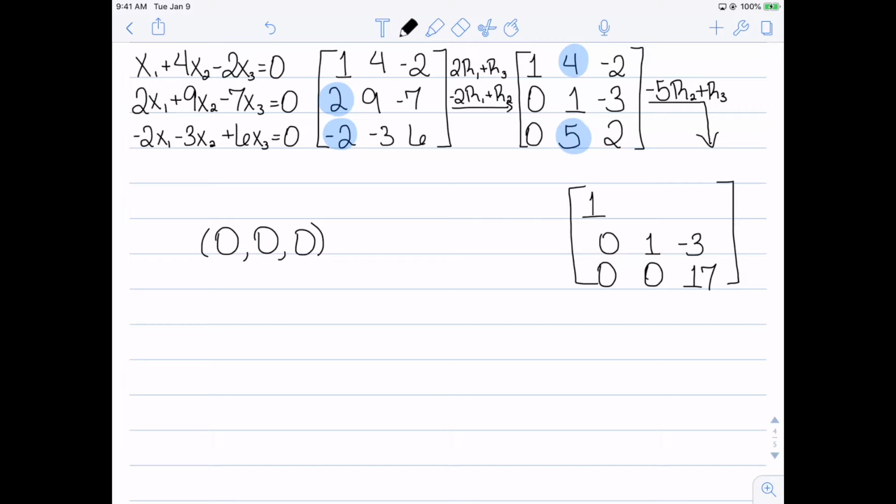However, if we notice that if we have a pivot in every single column, we're guaranteed to have only the trivial solution, we may be able to get out of a couple of steps in our row reduction.